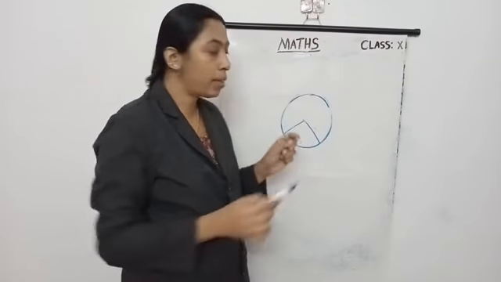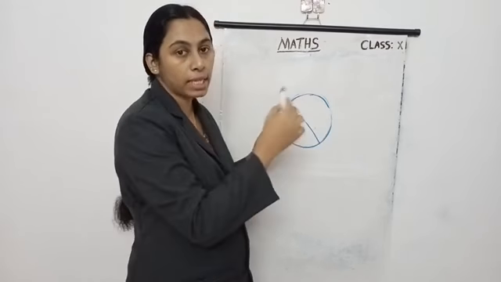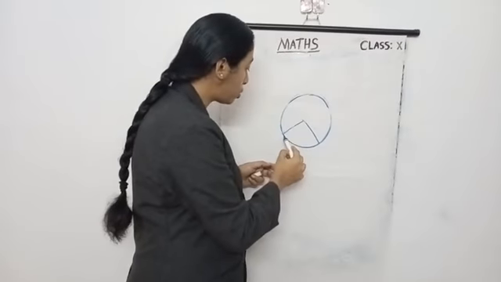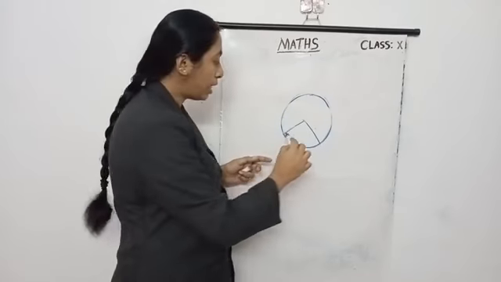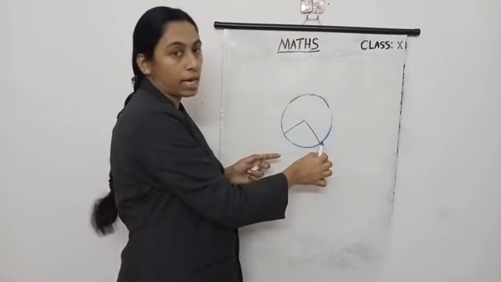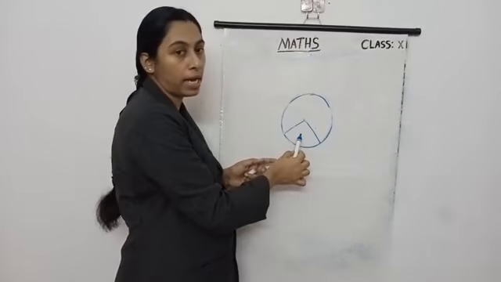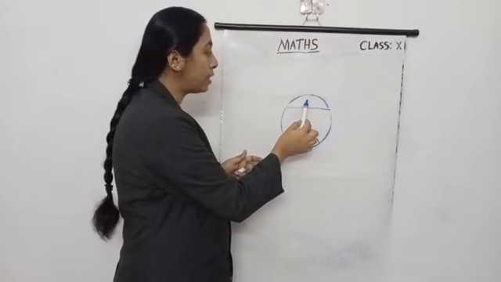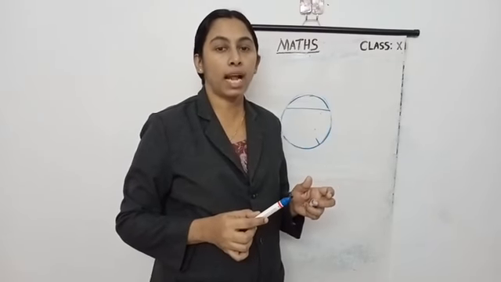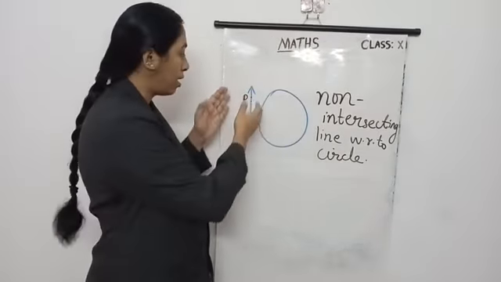You learned in class 9 about major sector, minor sector, major segment, minor segment, major arc, minor arc, etc. The longer arc is the major arc and the shorter arc is the minor arc. The major sector is the longer arc with 2 radii. This portion is the major sector and this portion is the minor sector. In the same way, this is the minor segment and this is the major segment. You already learned all these things in class 9. Please recall them.